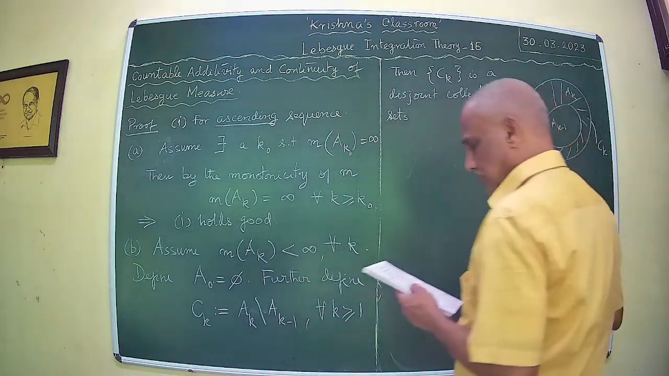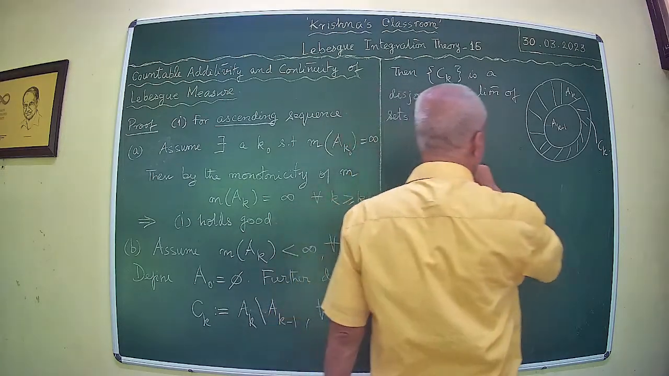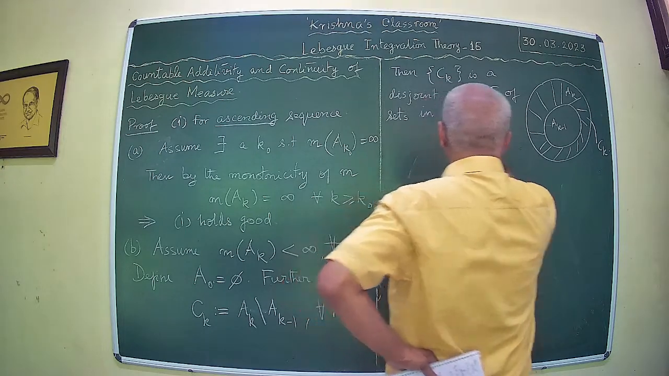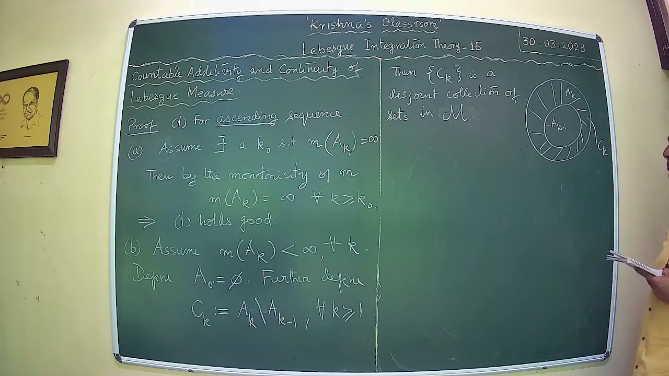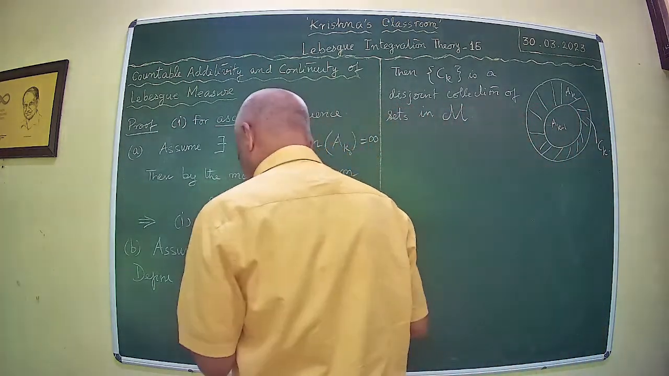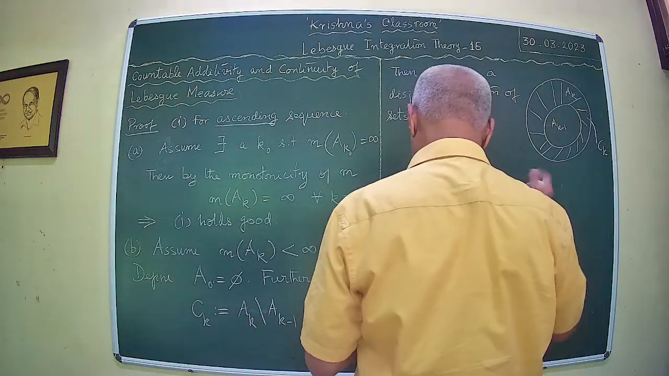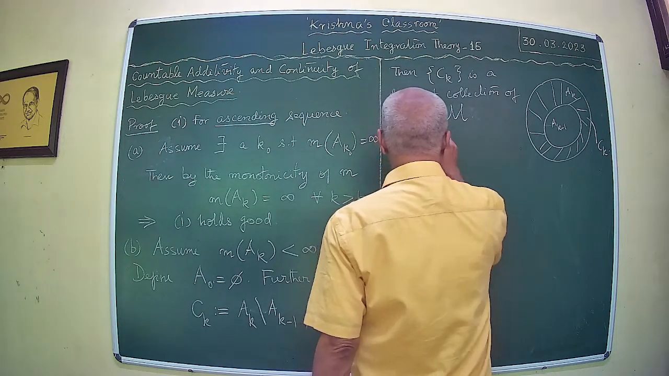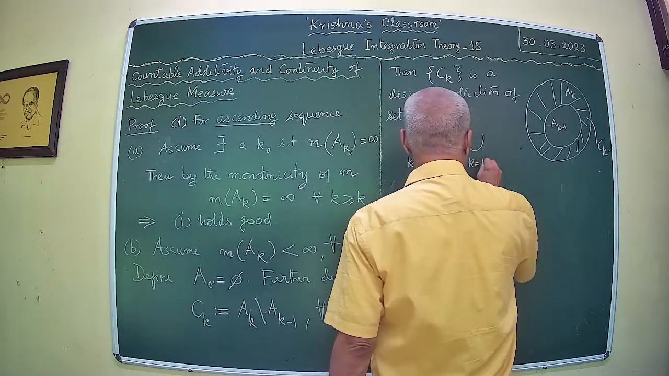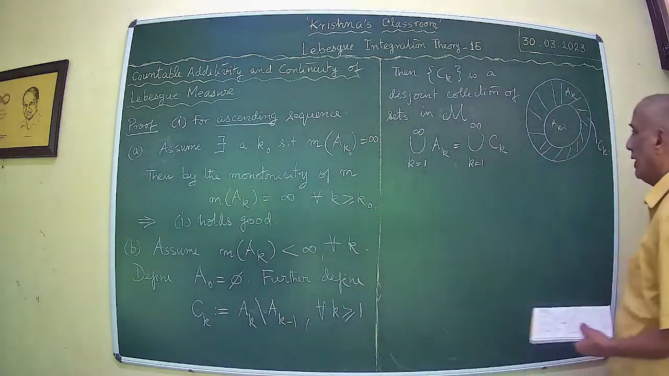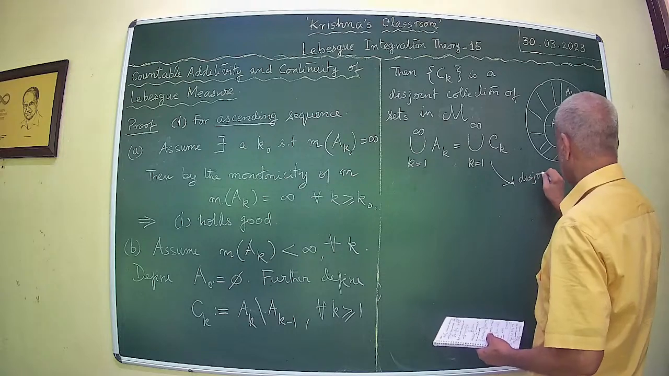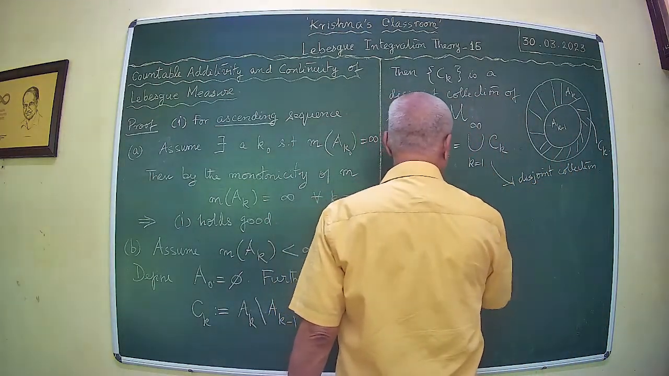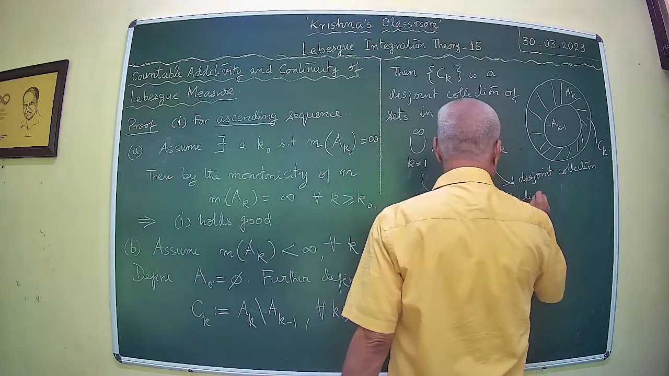and they belong to, in what? Script M. I mean, that's easy. Now you also have the union over k equal to 1 to infinity of A_k. And this is a disjoint union. This is telescopic. Okay.